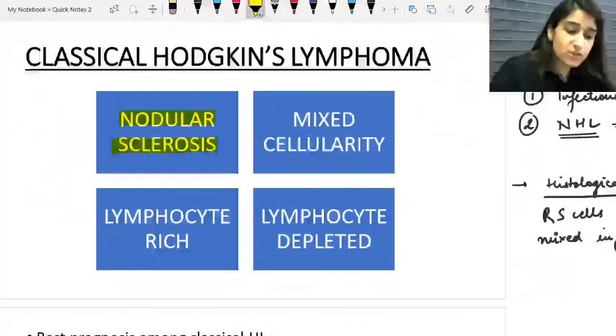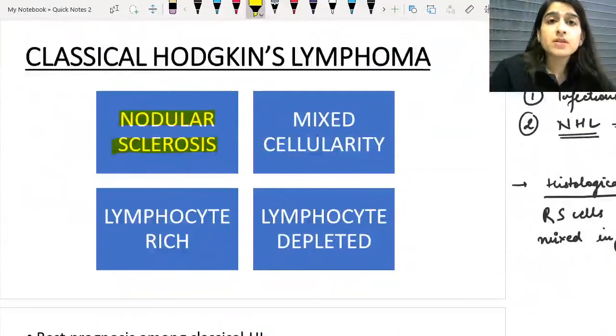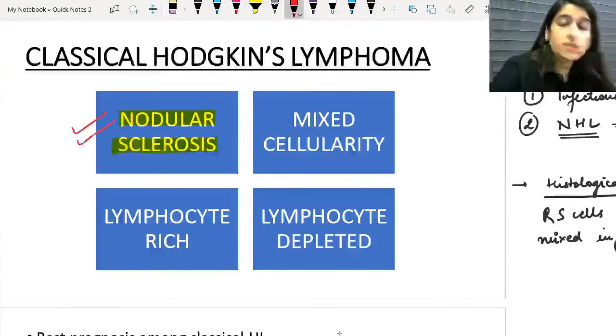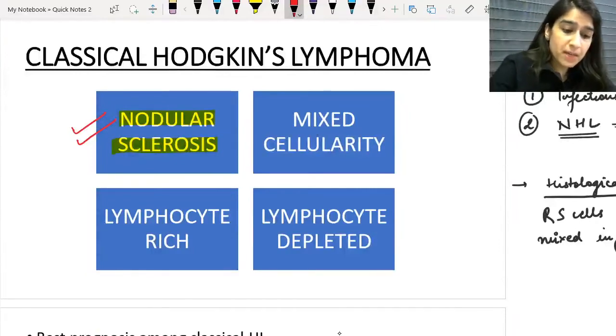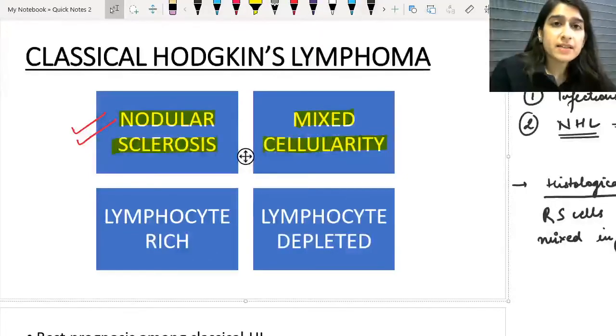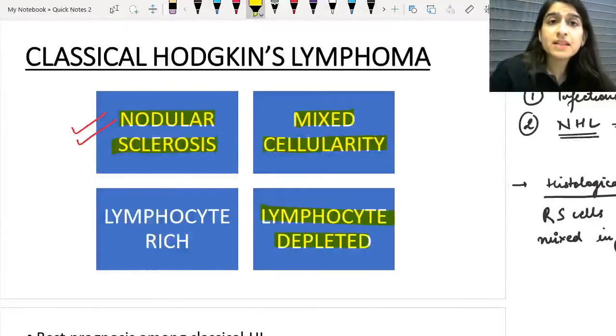The next question: which is the most common Hodgkin's lymphoma in the world? Again, the answer will be nodular sclerosis. But if the question asks which is the most common Hodgkin's lymphoma in developing countries like India, the answer will be mixed cellularity. And now, which Hodgkin's lymphoma carries the worst prognosis? We have done with the best prognosis. The answer will be lymphocyte depleted. And obviously, which is the least common out of all? That is also lymphocyte depleted.